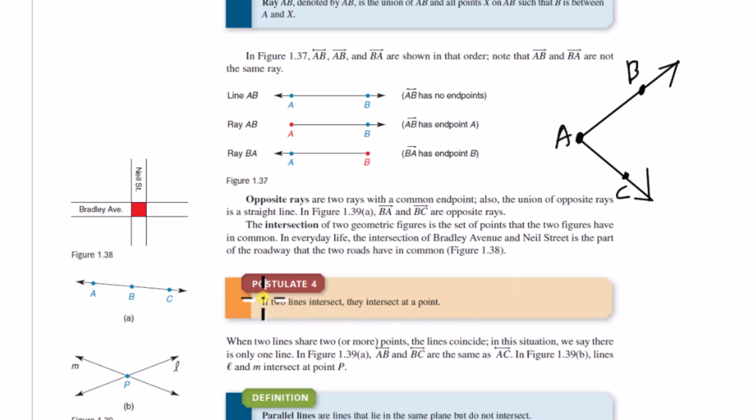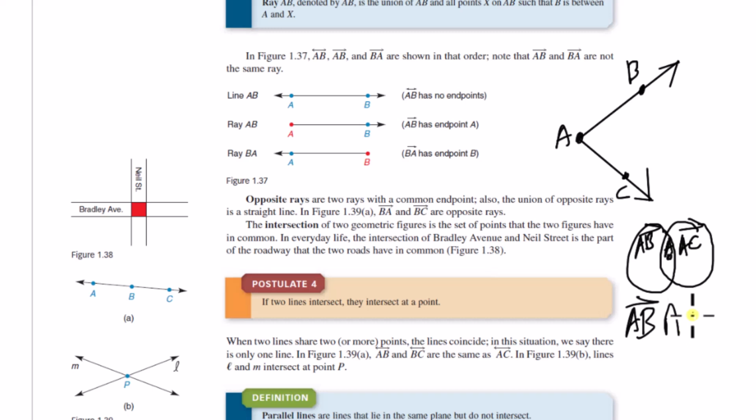All right. And in set notation, if you have two sets, like if this was ray AB and this was ray AC, then their intersection would be point A, and you're calling that AB intersection AC, at least in set notation. And if you're doing set notation, that's how you do it.